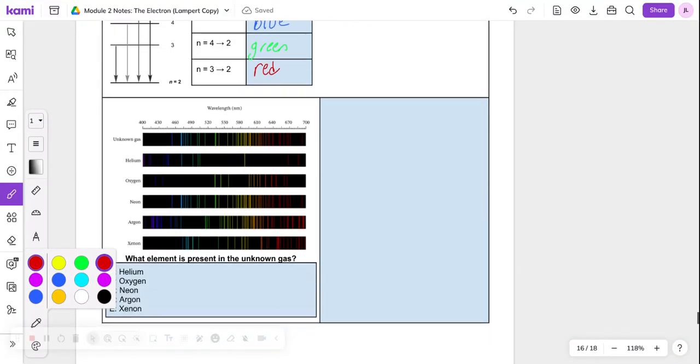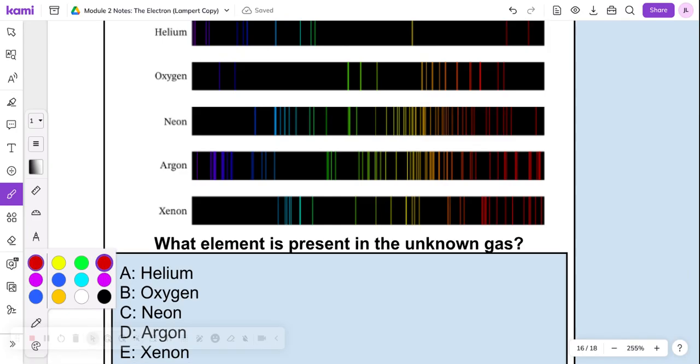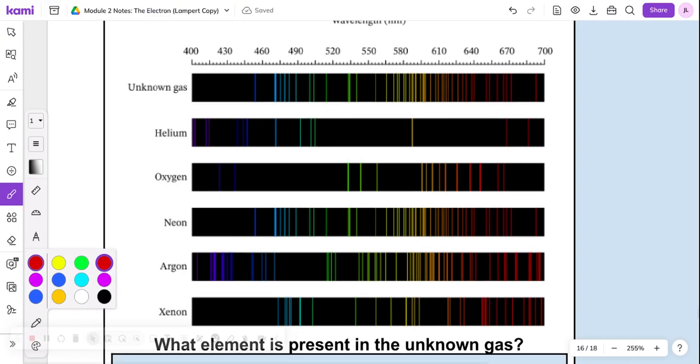All right. Now let's look at something else that we can do with an elemental fingerprint. Here, you're looking at 6 different elemental fingerprints. One of them, we don't know what element it is. The other 5, we do. I want you all to try and use this to match the unknown to one of the known elements. Is it helium, oxygen, neon, argon, or xenon? Try and match your unknown to one of your knowns. See if you can do it.